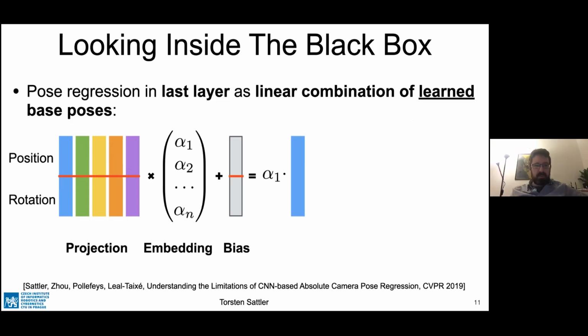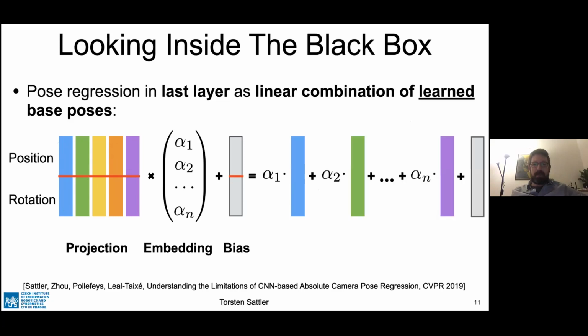And the simple math is that the final pose is essentially a weighted combination of the columns of the projection matrix plus this bias. So the predicted camera pose is essentially a weighted combination of a set of what we call base poses. So the network learns a set of exemplar poses that can then be combined to make a prediction for a new image. And this can lead to a couple of problems.